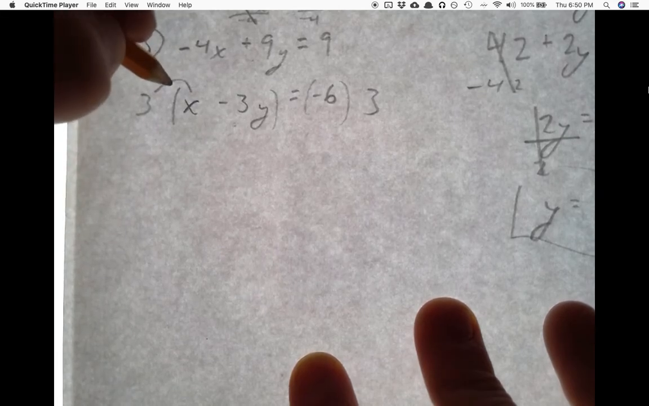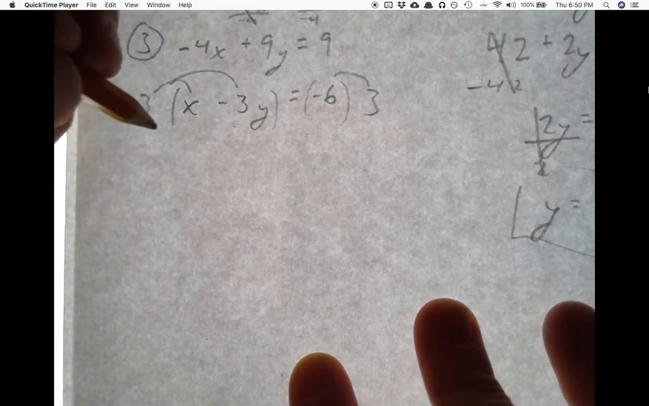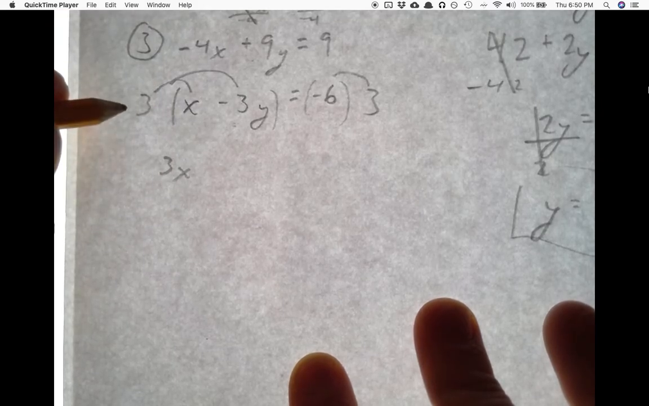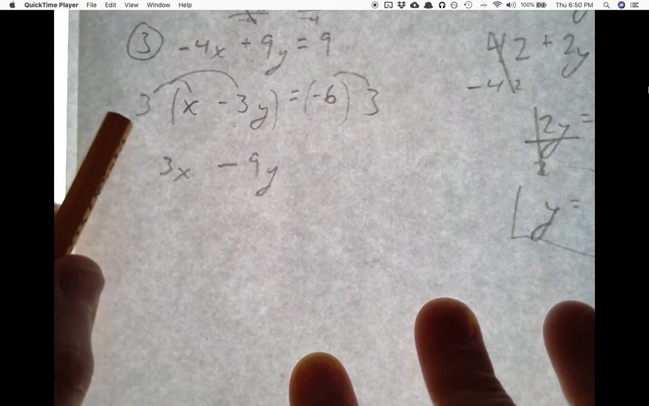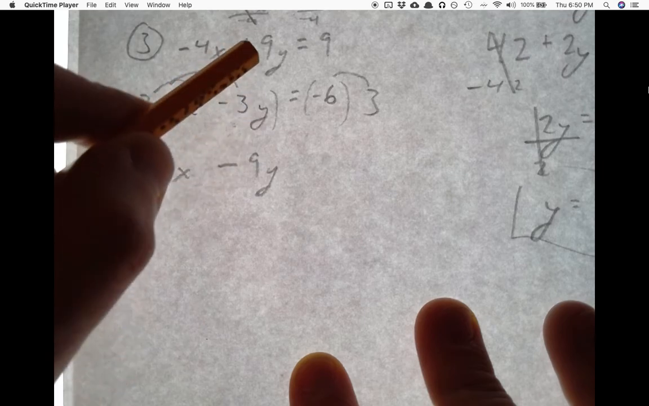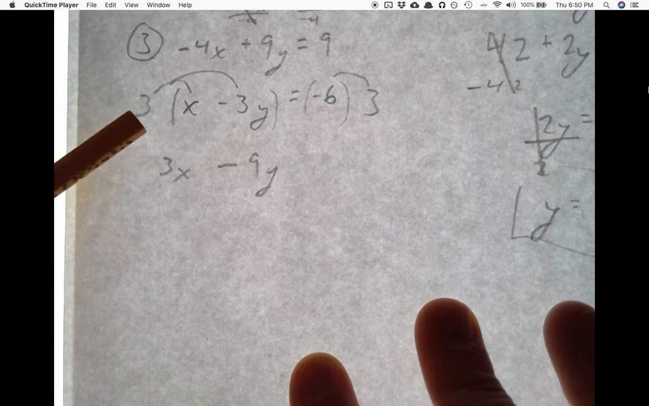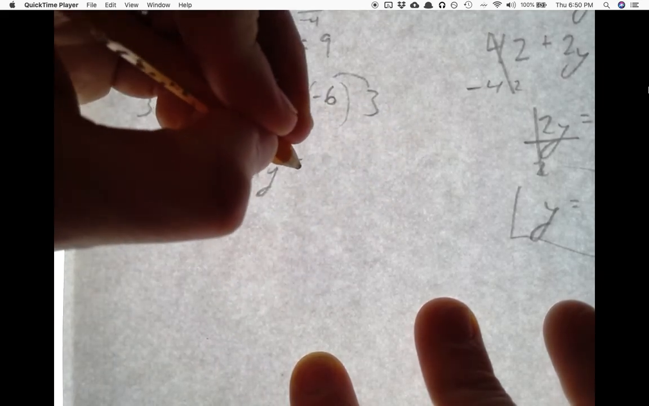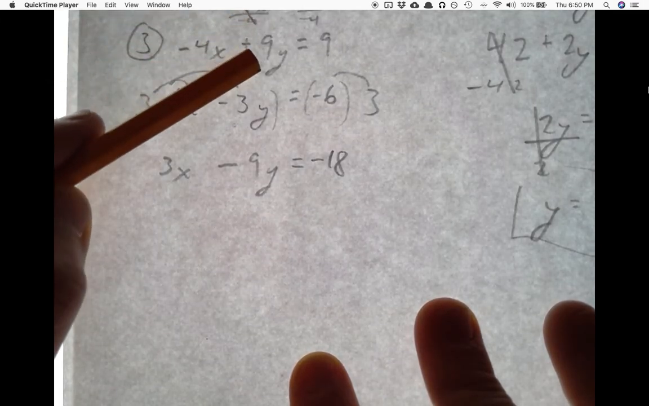So I'm going to multiply this 3 to the left side, it distributes. I'm going to multiply this 3 to the right side, it just multiplies. And let's take a look. So I'm going to end up with 3x. The 3 times negative 3 is going to get me a negative 9y, and that's why we chose to multiply by 3, so that these two would match up, right? The hardest part of this question now is figuring out what do I need to multiply both sides by to get two numbers ready to eliminate each other. And then the negative 6 times 3, negative 18. And now I have a 9y and a negative 9y.